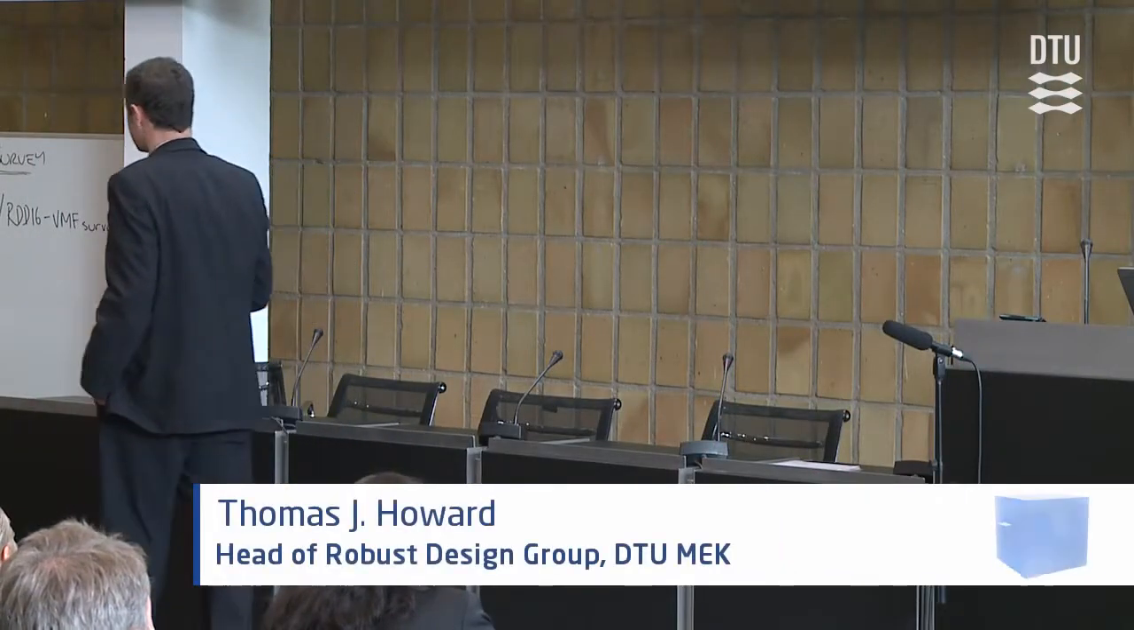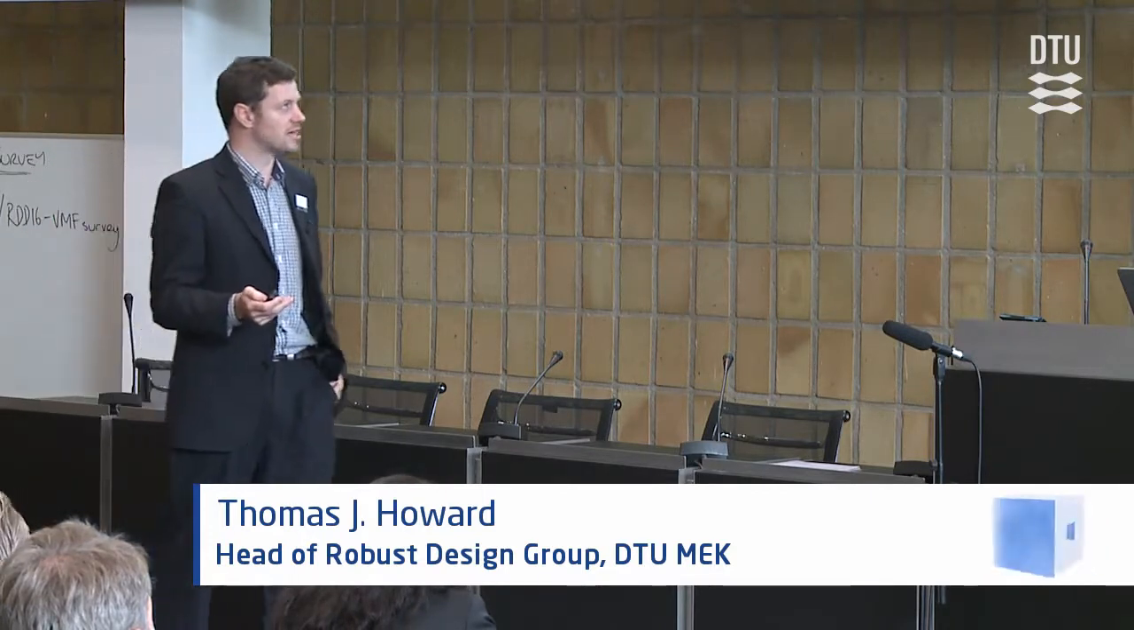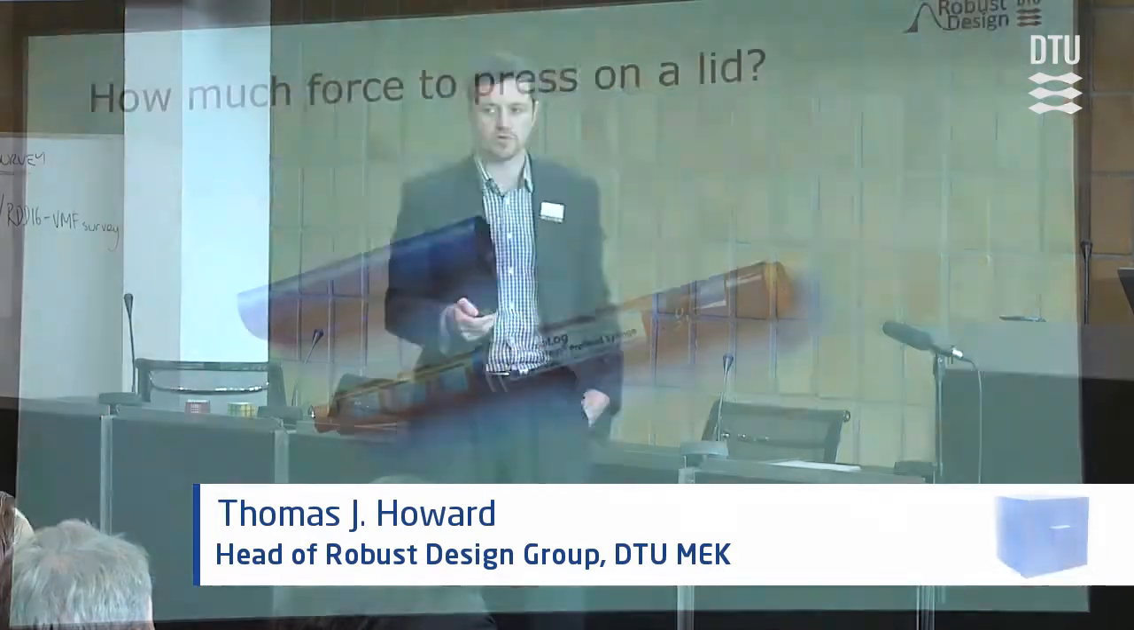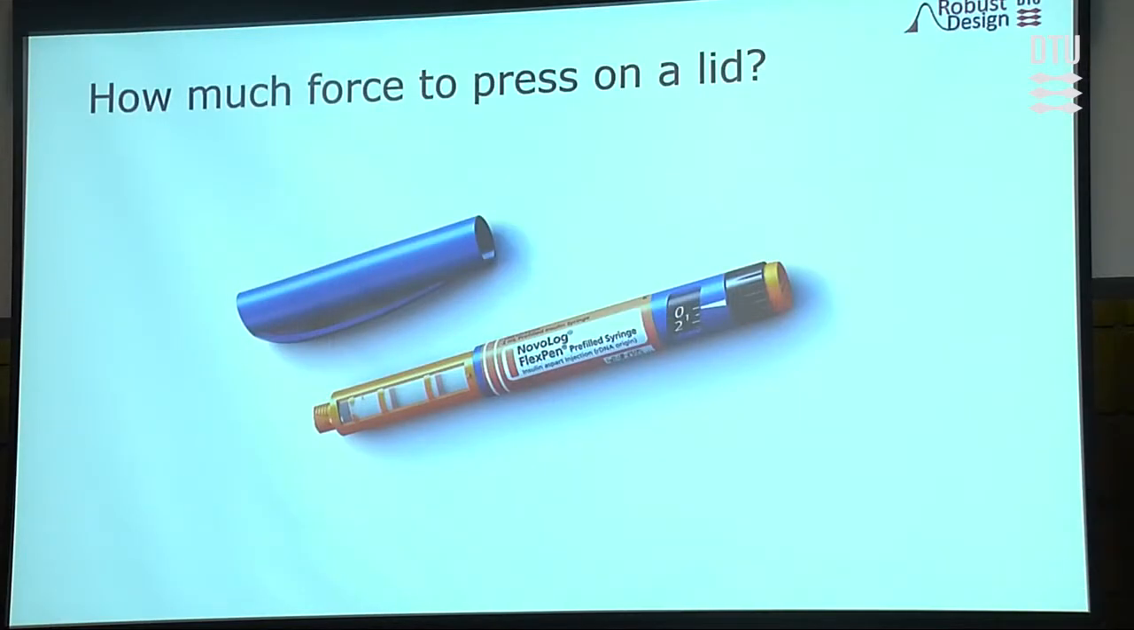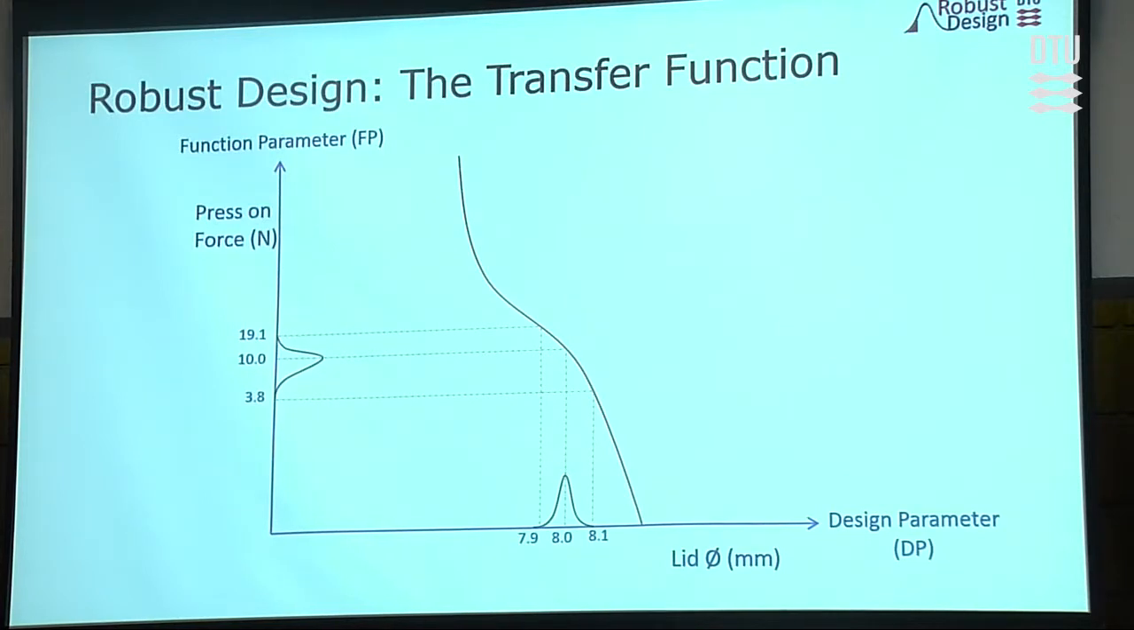The typical example I give for the variation management framework is a very simple design task to decide how much force we need to ensure to press on the lid of perhaps an injection device. And this can be modeled through a transfer function, so we can see the press-on force will be determined in newtons perhaps, and we'll have a target specification, and based on the design we'll have this transfer function leading to a nominal target for the diameter of the lid.